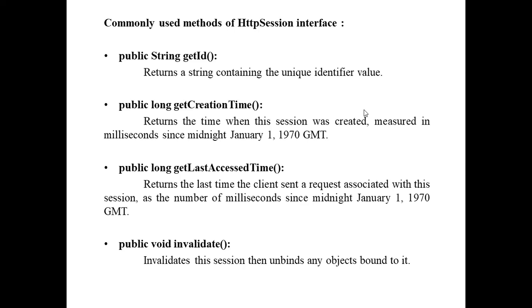Third method is public long getLastAccessedTime. This method returns the last time the client sent a request associated with this session, as the number of milliseconds. Fourth method is public void invalidate. The invalidate method is used to invalidate this session, then unbind any object bound to it. So these four are the methods of the HttpSession interface.